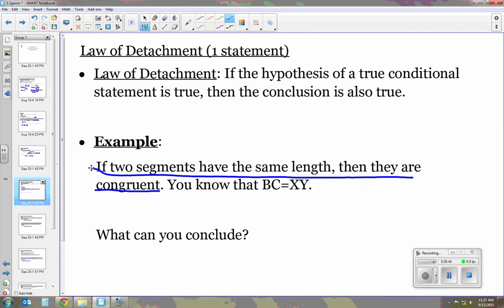Okay. The next piece says, you know that BC is equal to XY. We know that these lengths are the same. Well, if we know that these segment lengths are the same, then we can assume that they are congruent. So we can write down that BC is congruent to XY. So that's your law of detachment. I give you one if-then statement, and then you can make a conclusion about the fact that I give you.